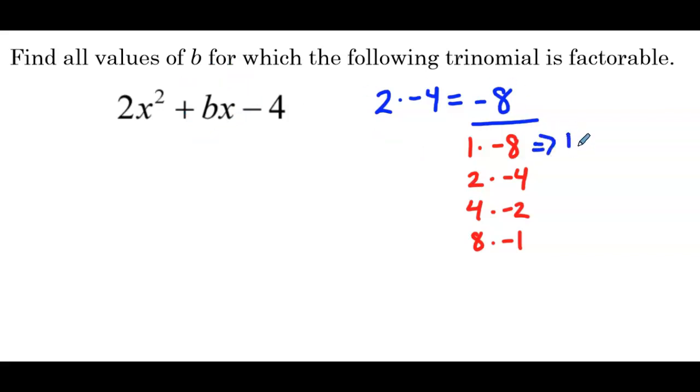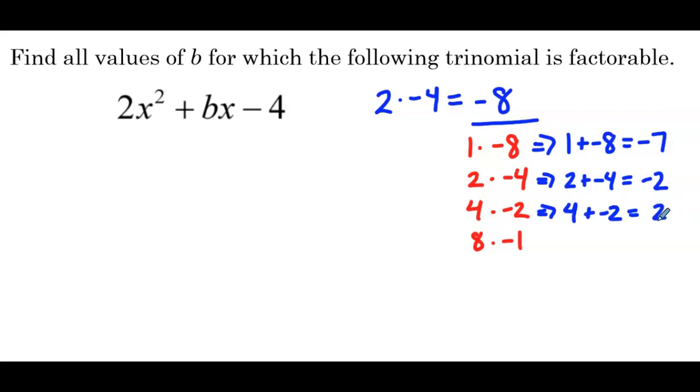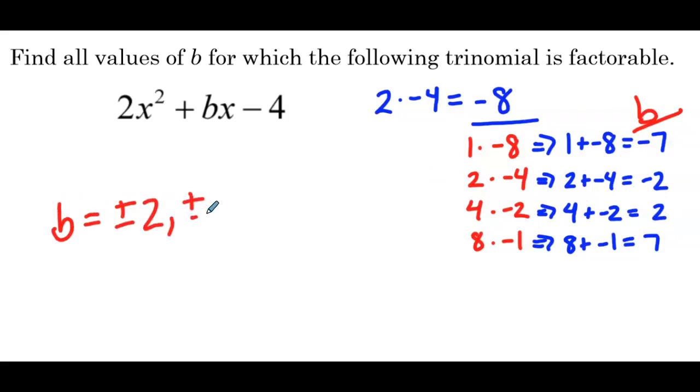Okay, so we'd have 1 plus -8, which is -7. 2 plus -4, which is -2. 4 plus -2, which is +2. And 8 plus -1 is +7. I don't think I did this in the last example, but basically right down here, this column is our B values. So B could be plus or minus 2 or plus or minus 7.